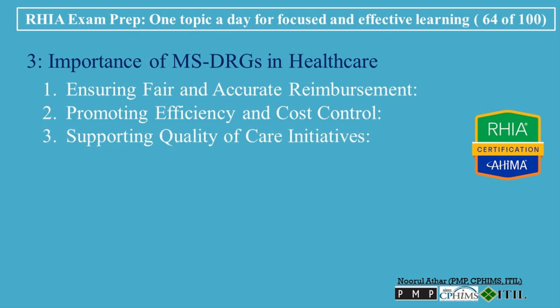3. Supporting quality of care initiatives. MS-DRGs are aligned with quality improvement programs, such as the Hospital Readmissions Reduction Program, HRRP, and the Hospital Acquired Condition Reduction Program, HACRP. By tying reimbursement to both the severity of illness and patient outcomes, MS-DRGs encourage hospitals to focus on delivering effective care that minimizes complications and readmissions.